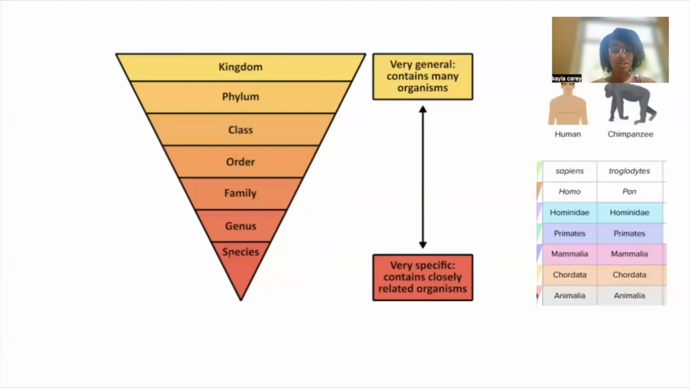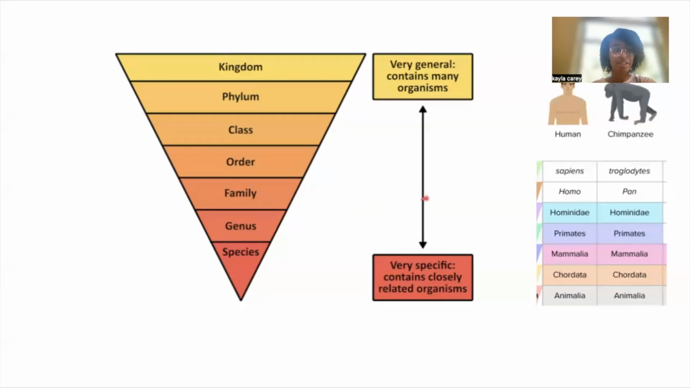And the further down you go, the more closely related the organisms are, right? And because it goes from broad to specific, if you have two organisms who are in the same class, for instance, they are in the same kingdom and phylum. But you can have two organisms in the same class, but they're not in the same genus.